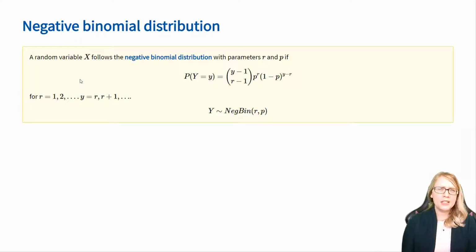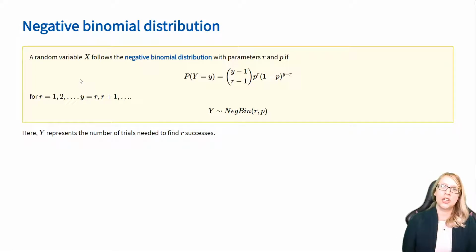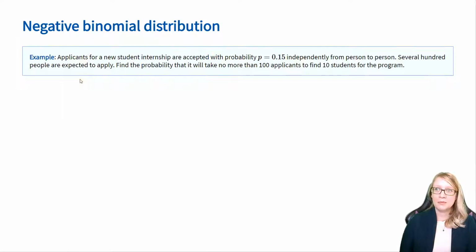So what is this distribution good for? What on earth could this thing possibly represent? Well, the negative binomial distribution is a little bit like the geometric, just extended. The negative binomial distribution represents the number of trials it will take in order for us to find our r successes.